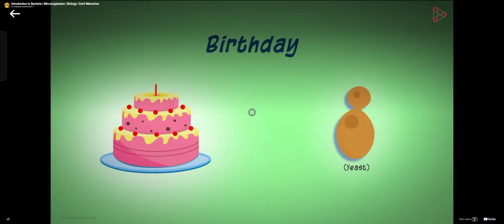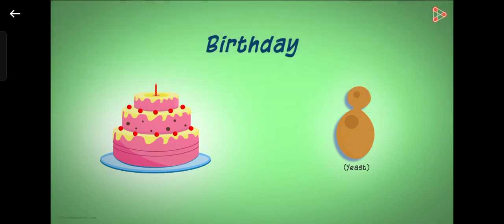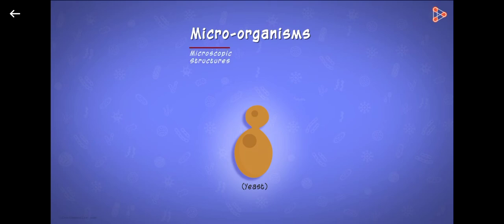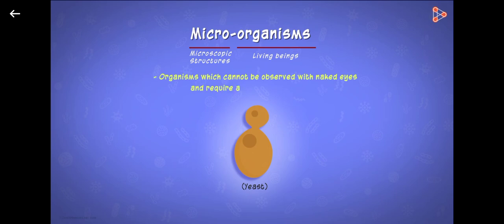Well, there are several organisms even tinier than yeast that help us to obtain many useful products. These little creatures are called microorganisms. Now, as the name says, micro means very small or microscopic structures, while organisms are living beings. Thus, those organisms which cannot be observed with naked eyes and require a microscope to be seen are the microorganisms.